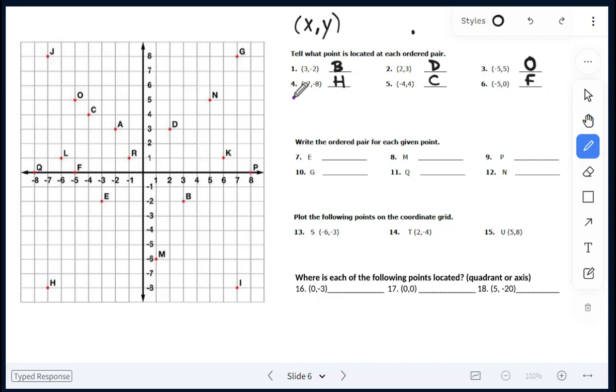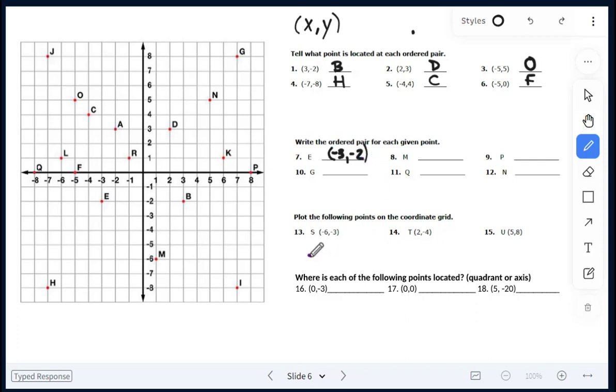Okay, next question. So I'll start off. Write the ordered pair for each given point. So here we have to write our ordered pair, so brackets and a comma separating the x and y. So point E, let's find point E. It is right here. So we're going to open up a bracket, and it's at negative 3 for x, comma, and then negative 2. And then close the bracket.